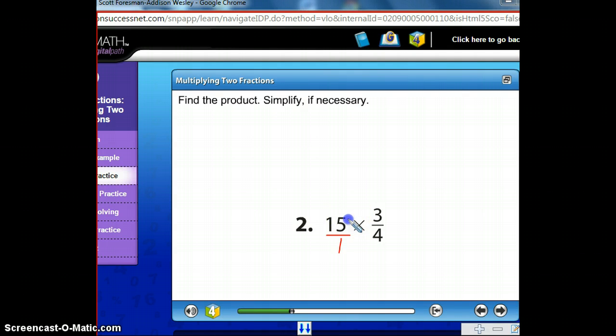And so I'm going to look to see if I can cross cancel anything. 15 and 4. Any common factors there? No. 3 and 1. Anything besides 1? No, so we're ready to go ahead and multiply.